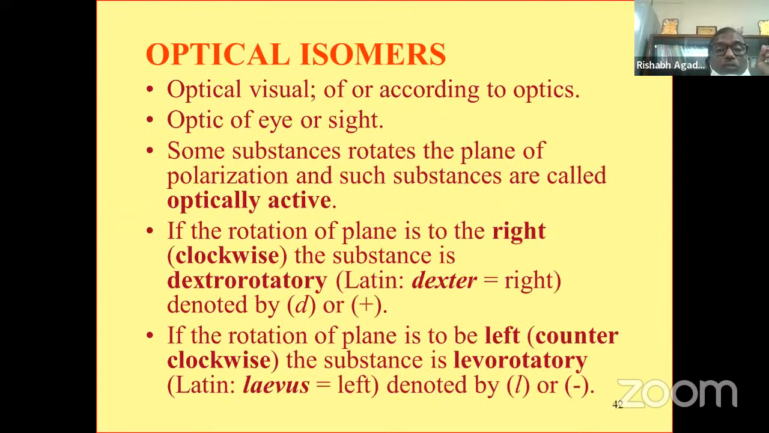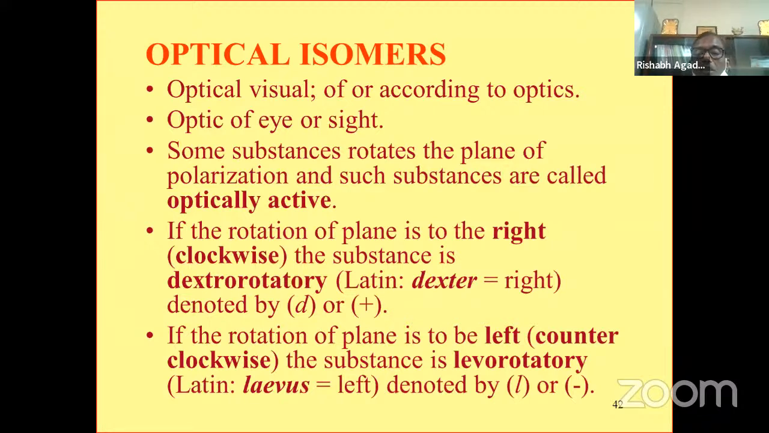Now in the classification, I have classified optical isomers. Optic means visual, or of optics, or of the eye or sight. Substances that rotate plane polarized light are called optically active. If the rotation of the plane is to the right, clockwise, it is called dextrorotatory, from the Latin word dexter, and it is denoted by a small italic d in brackets, or a positive sign in brackets. Don't get confused between the small d and capital D, they are different. So small italic d is dextrorotatory.